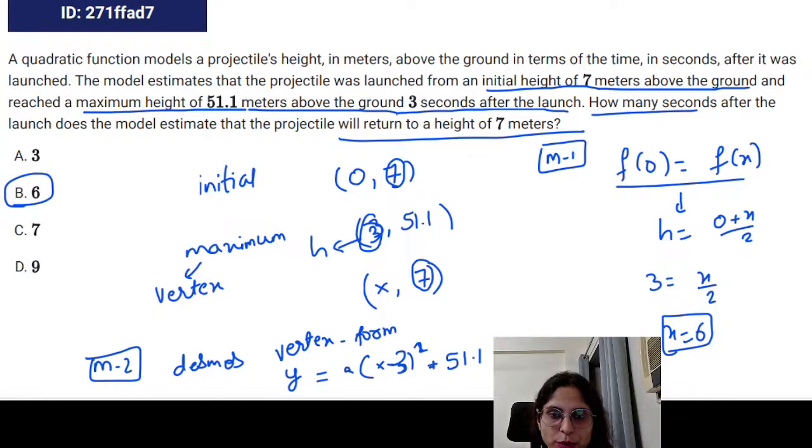I hope you understood this question, so you can also solve it because the heights are the same. If heights were different, then Desmos will be the best way to do it. Write the vertex form. There is one more point given. You have to find the value of a. Once you have the value of a, we can just plug in the points. So 7 equals a times (x minus 3) whole squared plus 51.1.